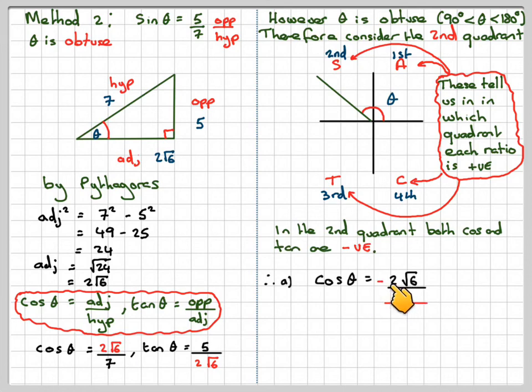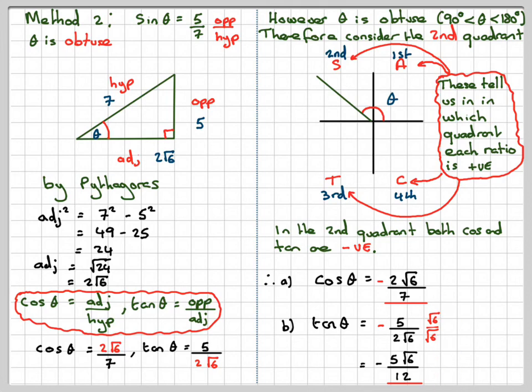Therefore, cos theta will be minus 2 root 6 over 7. So we just put a minus sign in front of that. And tan theta will be minus 5 over 2 root 6. Again, you'd have to rationalize by multiplying by root 6 over root 6, which gives you minus 5 root 6 over 12. So the same answers as we did in the first method.